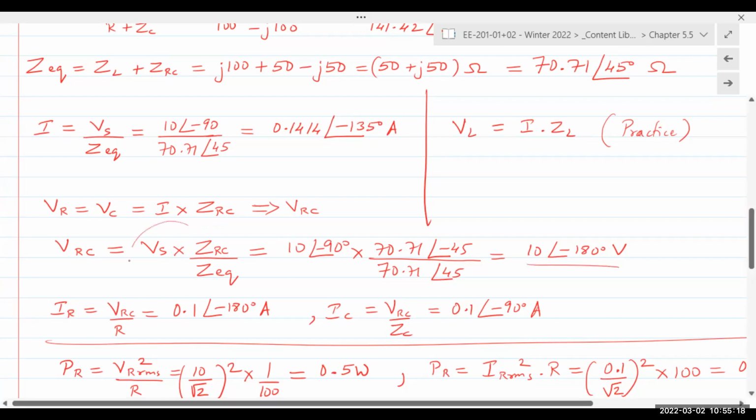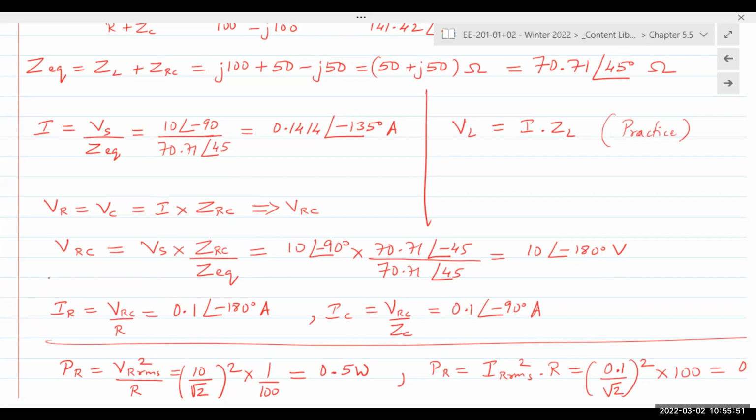And once you have that, you can find it using voltage division or applying Ohm's law, either way. If I apply voltage division, again, the same thing, Vs times ZRC over Zeq, and I get magnitude of 10 with a phase angle of minus 180. Once you have that voltage, you can find the individual currents IR and IC. Okay, IR and IC. Now, I'm showing all the quantities that we can find.